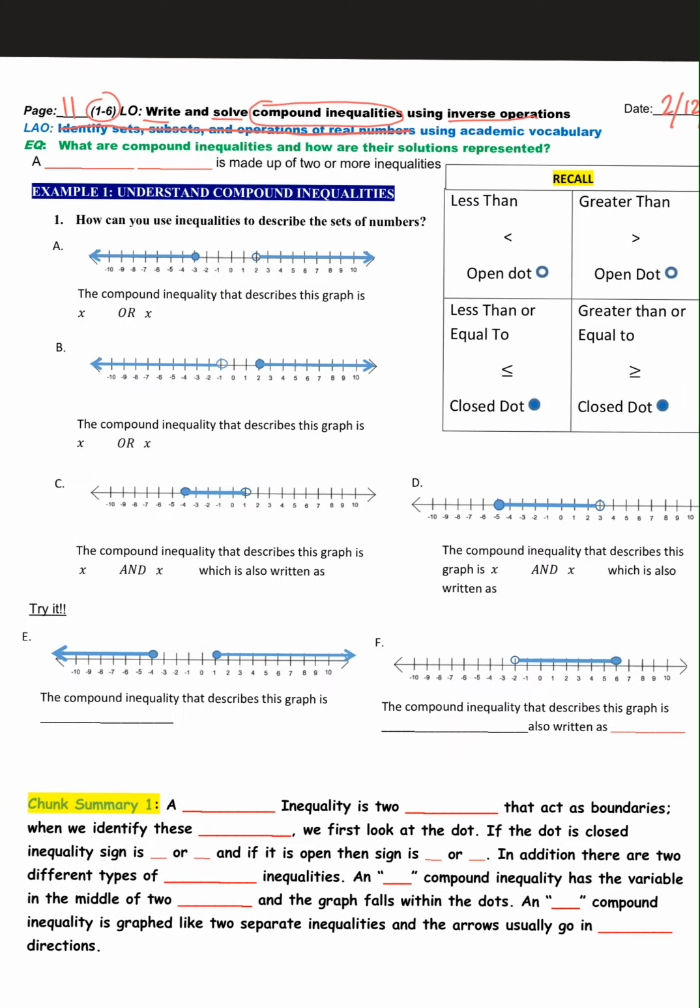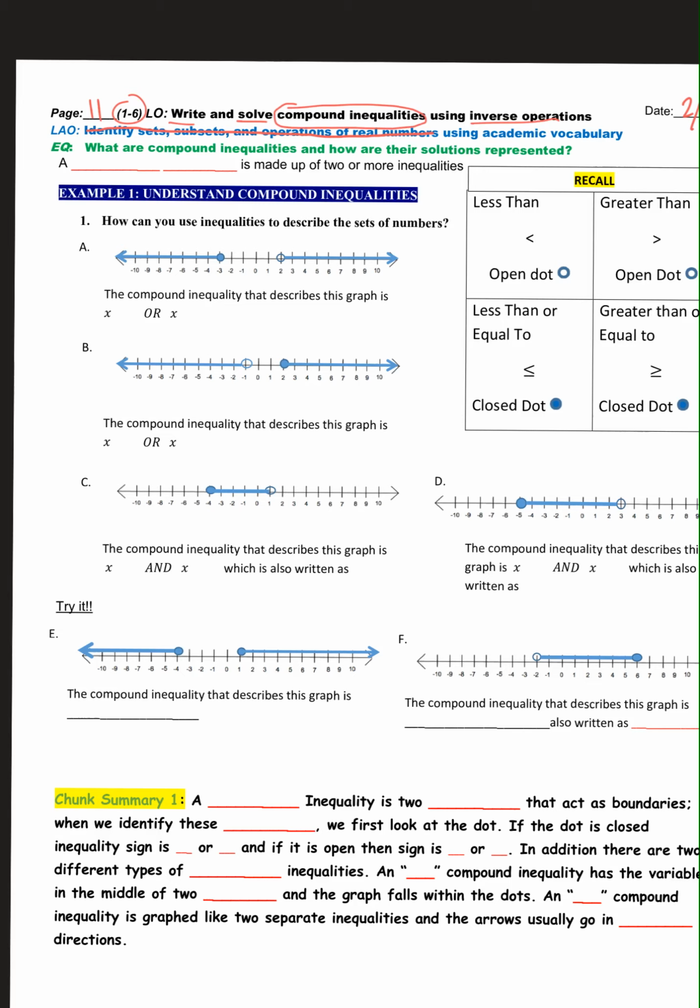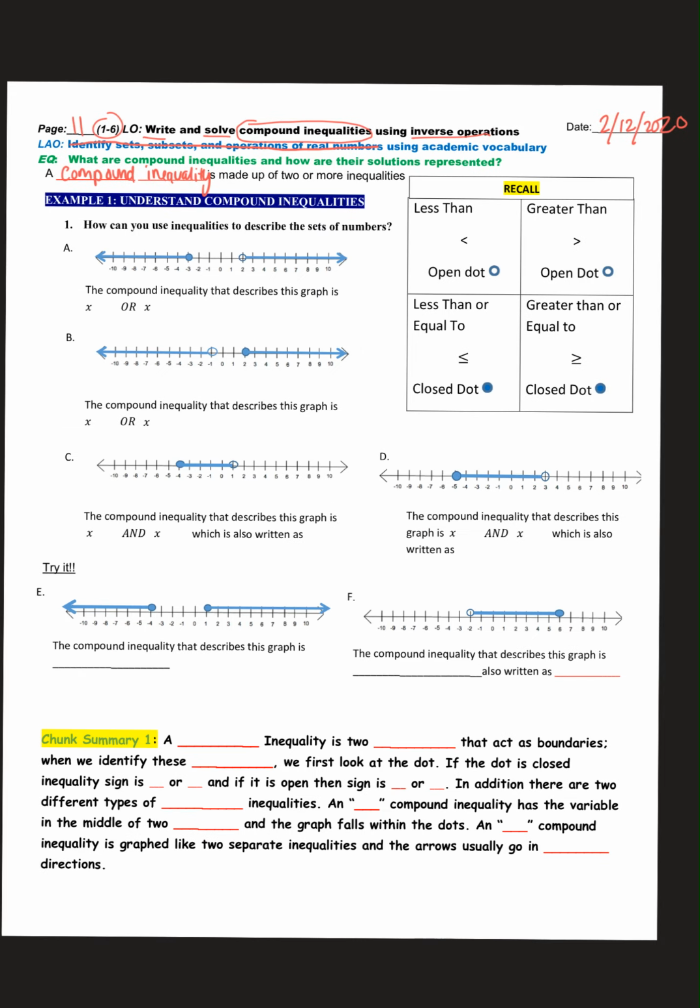So first, some vocabulary. A compound inequality is made up of two or more inequalities. So we're first going to just do an exploration of what compound inequalities is all about. If you look at number 1, part A, you see not one arrow and dot, you see two. So a compound inequality is two or more inequalities.